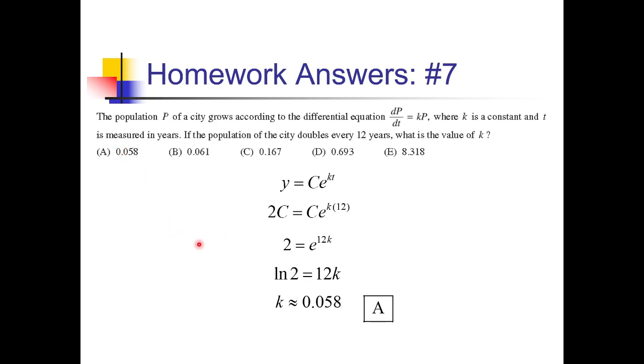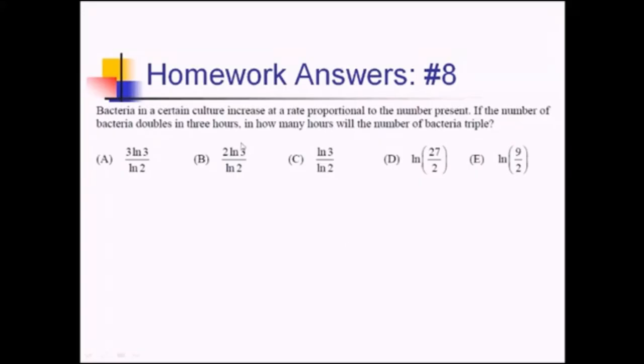For number 8, bacteria in a certain culture increases at a rate proportional to the number present. So immediately we're talking about exponential growth, and we go right to y equals ce to the kt. Now, if the number of bacteria doubles in 3 hours, in how many hours will the number triple? So eventually we need a t value out of all this. But before we can get that, we need to know the k value, a y value, and a c value.